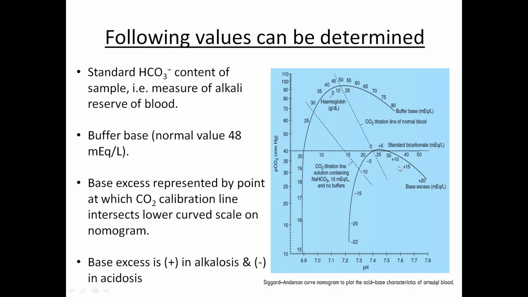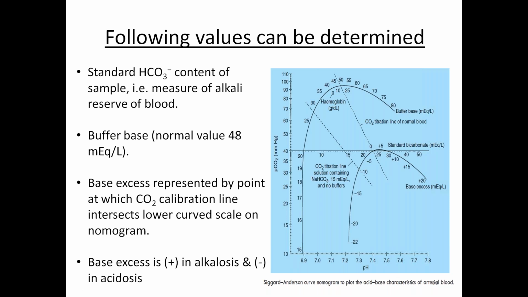Then the position of a point above or below the horizontal line through a PCO2 of 40. Okay, so this is your CO2 titration line. Okay, this is the line with your PCO2 of 40. So a position of a point above or below this horizontal defines the degree of hypoventilation or hyperventilation.